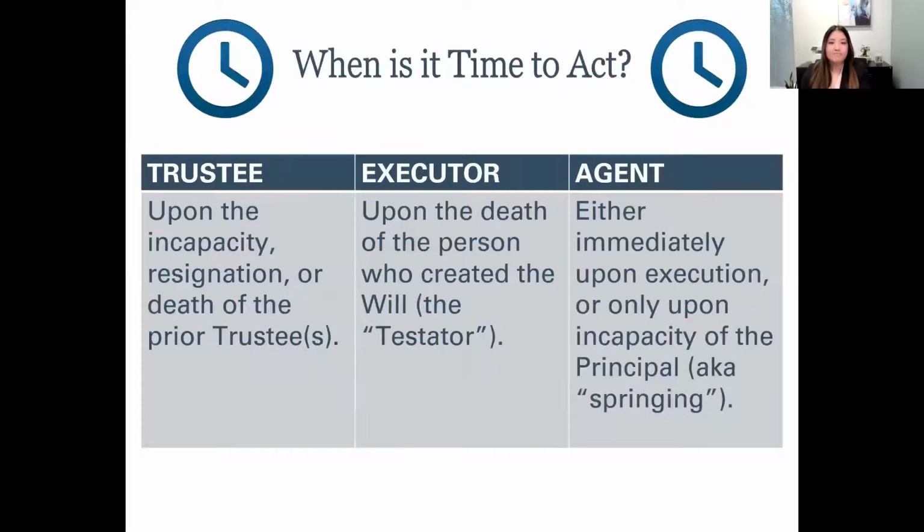And then as far as an executor goes, if you're going to be the executor of someone's will, then that would only occur upon the death of the person who created the will.